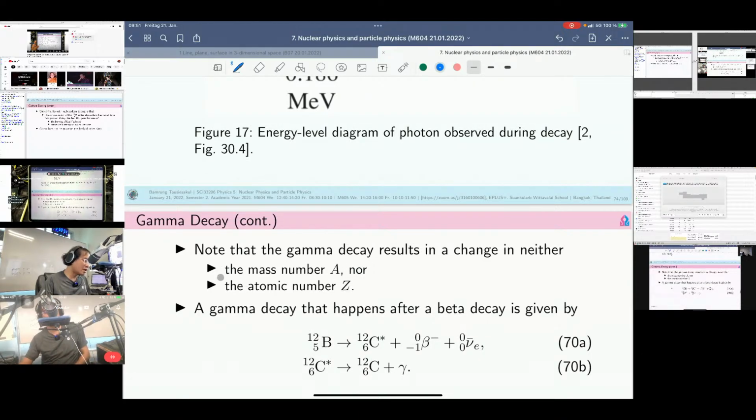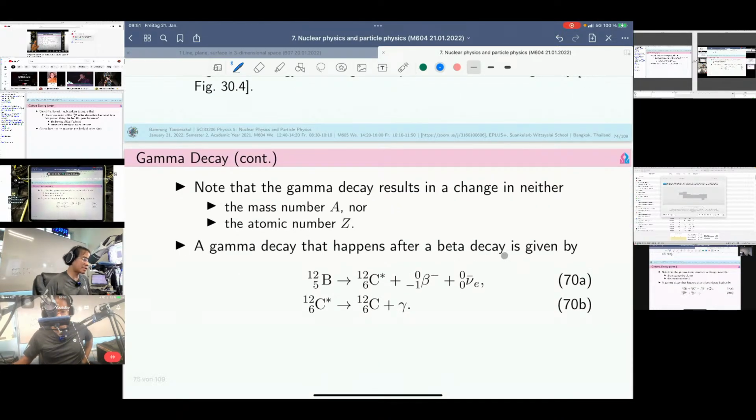The gamma decay that happens after the beta decay is the following. For example, boron 12 turns into carbon 12, but the nucleus of the carbon here is still in the excited state with vibration. Of course, this is the beta minus process, right? One neutron turns into a proton, so it releases the electron, and to be precise, we have the electron antineutrino, whose mass is still unknown nowadays.